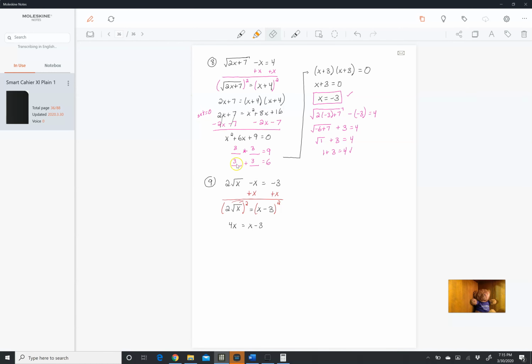I'm sorry, that's not true. Is equal to x minus 3 times x minus 3. That's what we get. Okay. So now we have to multiply. 4x is equal to x squared minus 6x plus 9.